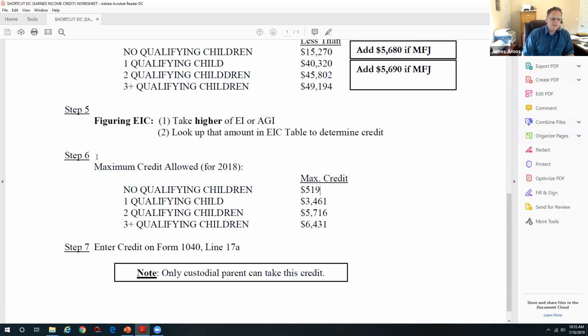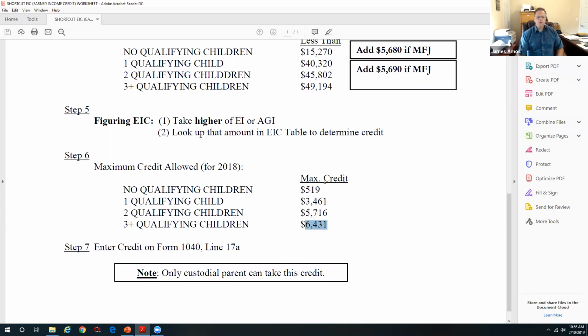This really isn't even a step 6, to tell you the truth. This is just letting you know. If you have no qualifying children, the maximum credit you can get is $519 on your return. That's it. If you have one qualifying child, the maximum is $3,461. 2 qualifying children, maximum credit is $5,716. Maximum credit for 3 or more qualifying children, $6,431.